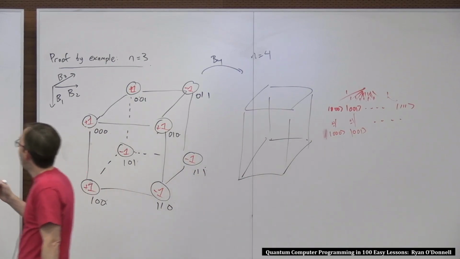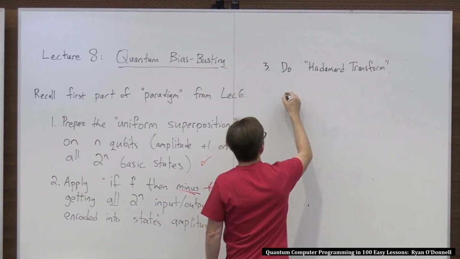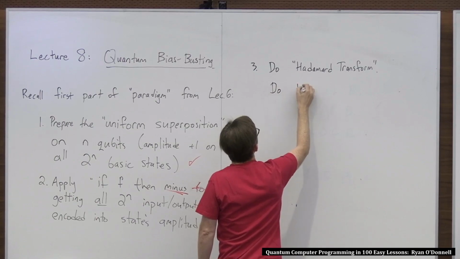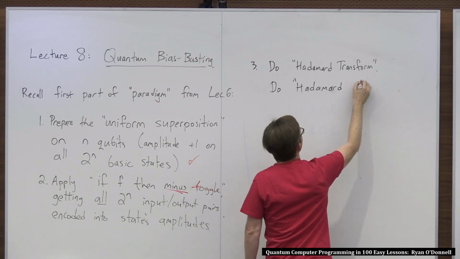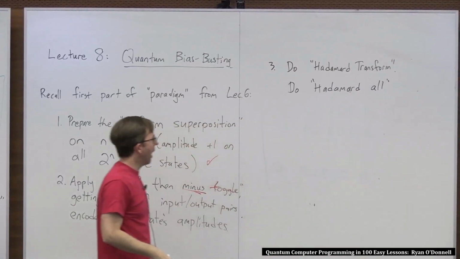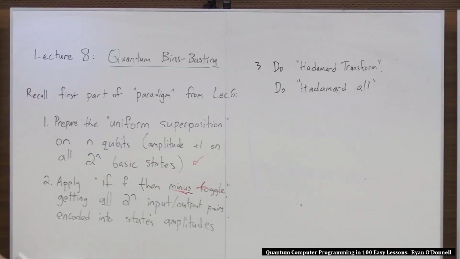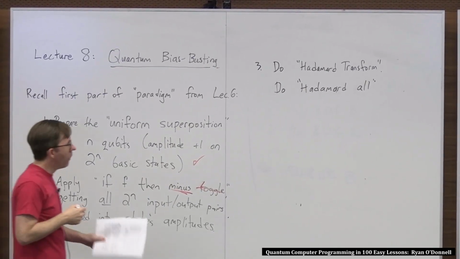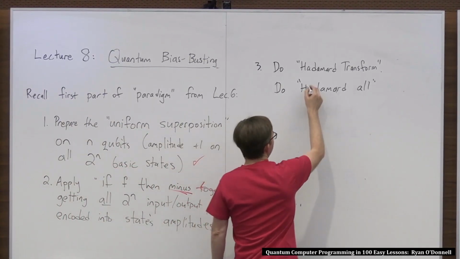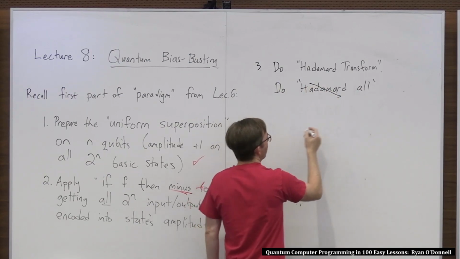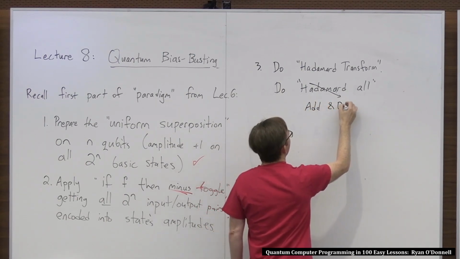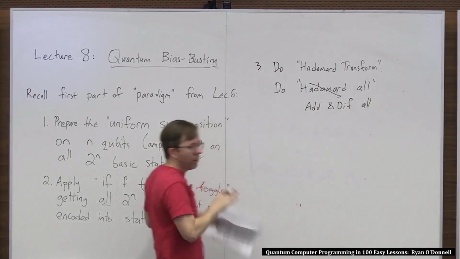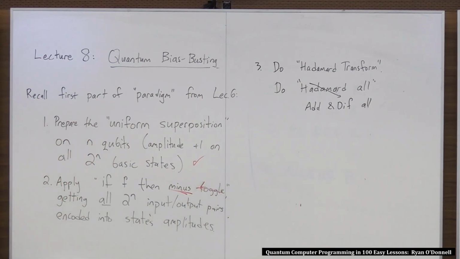As I said, this Hadamard transform literally just means do Hadamard all, which is this instruction that we remember even from lecture one. It just means Hadamard B1, Hadamard B2, Hadamard B3, down to Hadamard Bn. Now, as you know, we got tired of square root of halves, so we're not going to call this do Hadamard all. We're going to call it add and diff all. It's literally the same thing. We're just allowing ourselves to start using unnormalized states because we don't want to be annoyed by these square root of halves.